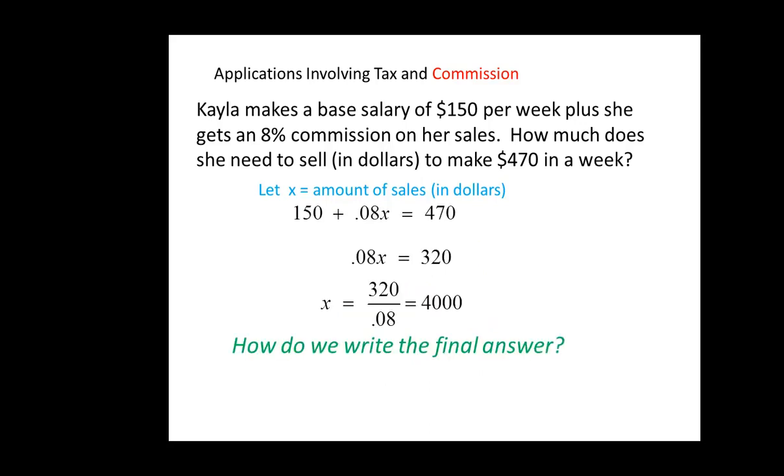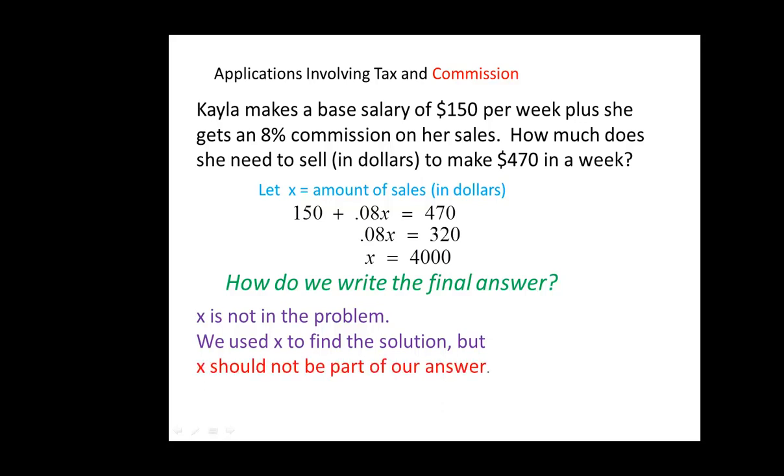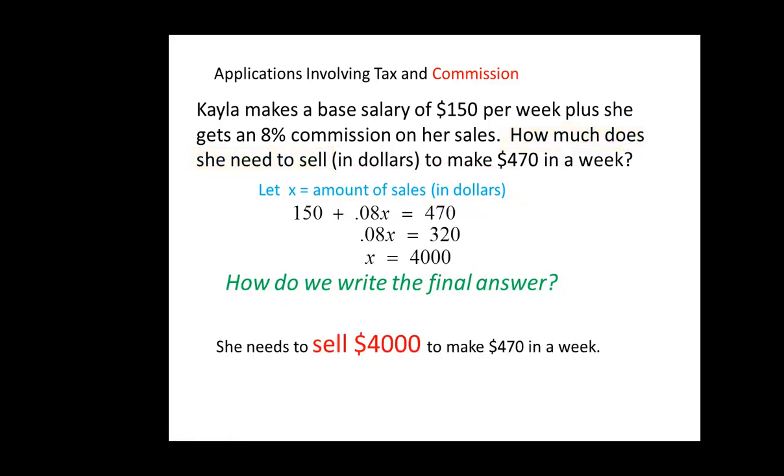Question is, what are we going to write for our final answer? Remember, x was not in the problem. We used x, but x should not be part of our answer. Instead, let's look at the question. How much does she need to sell? That's the question. And remember, x was the amount of sales. We know that x is $4,000, so we put that together to say she needs to sell $4,000 in order to make $470 in a week.